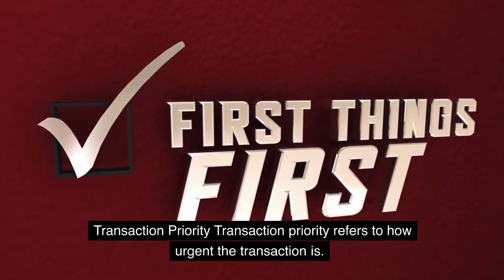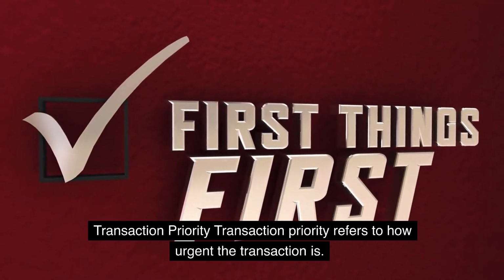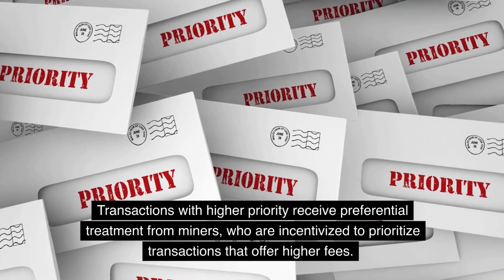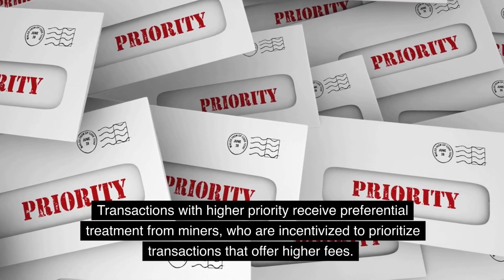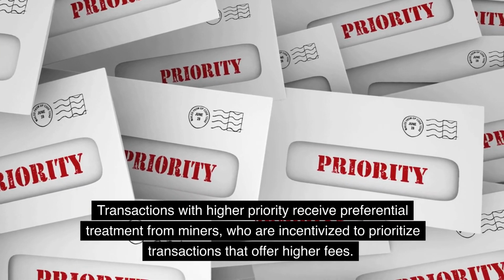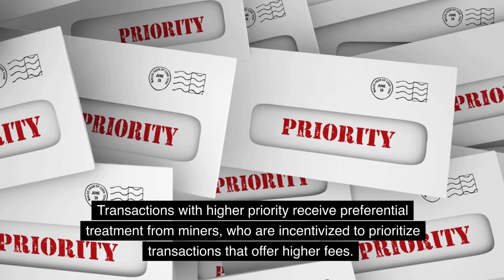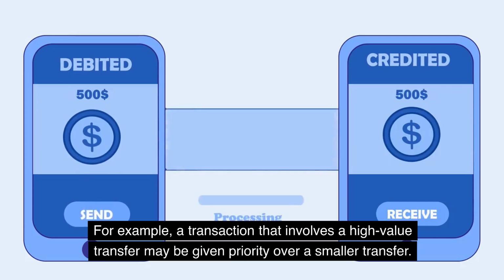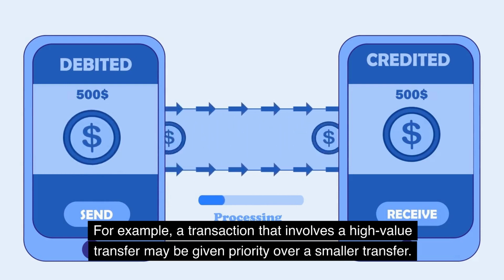Transaction priority. Transaction priority refers to how urgent the transaction is. Transactions with higher priority receive preferential treatment from miners, who are incentivized to prioritize transactions that offer higher fees. For example, a transaction that involves a high-value transfer may be given priority over a smaller transfer.